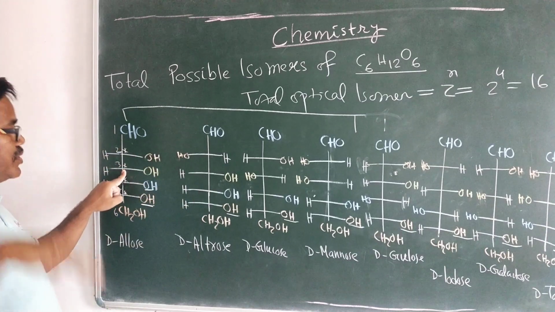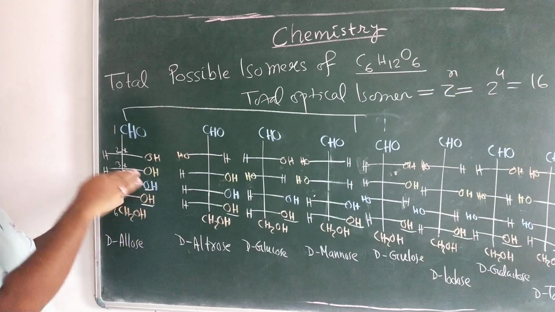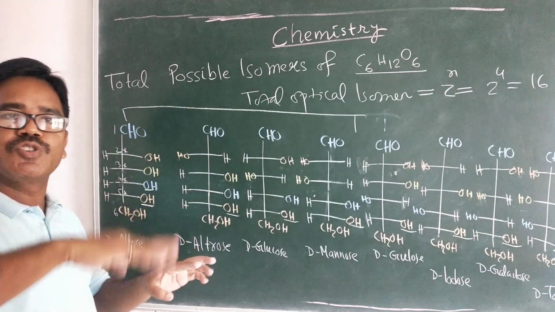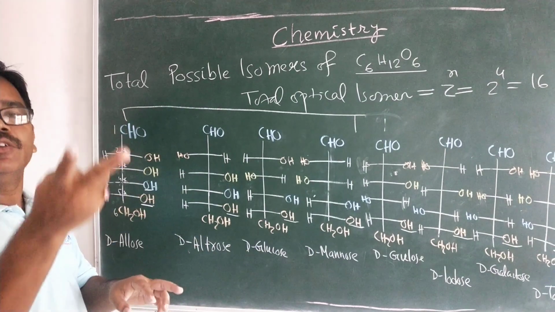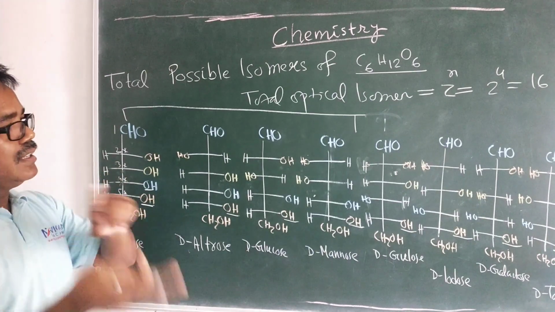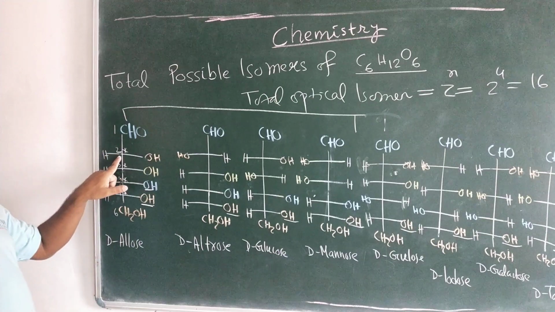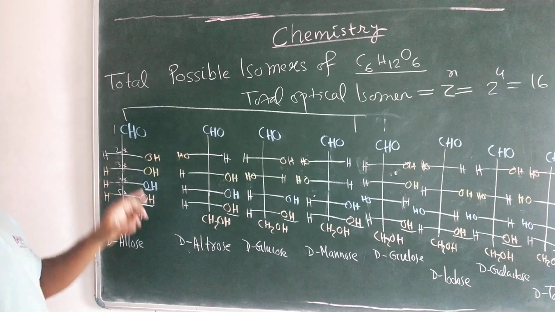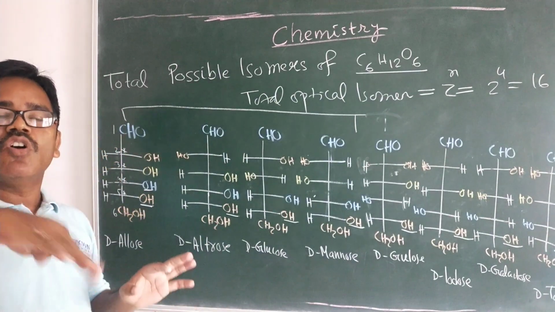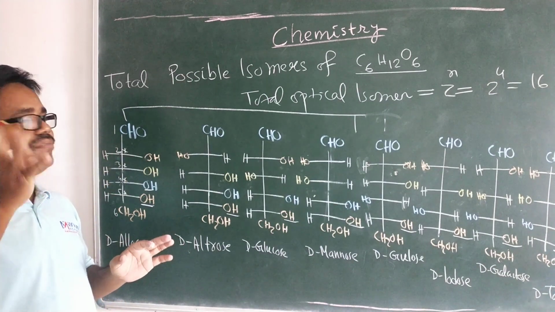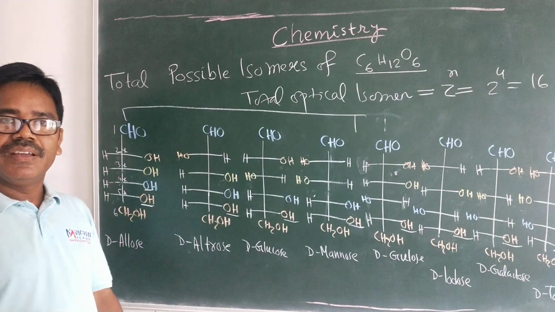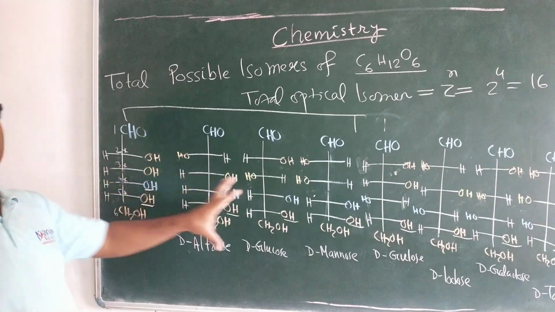If you come to carbon number 3, the first 2 structures have the OH group on the right hand side, the next 2 on the left hand side, then again 2 on the right hand side, and the last 2 on the left hand side. And at chiral carbon number 2, the position of the OH groups changes alternately: right, left, right, left, right, left, right, left. Thus we can have 8 structures.